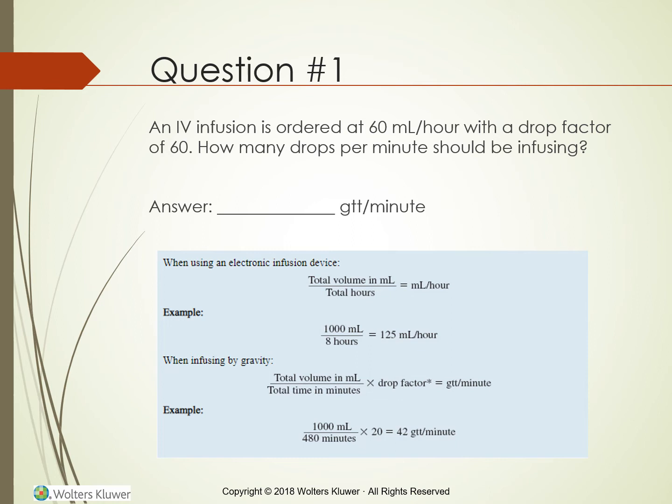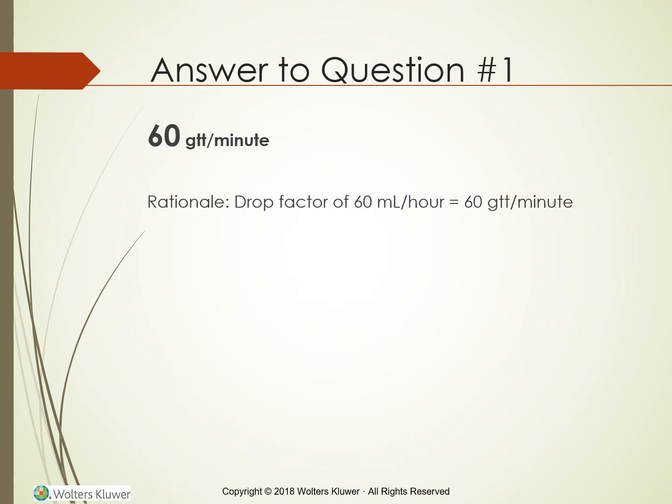hour. If you're infusing by gravity, you take the total volume in milliliters over the total time in minutes times the drop factor, which will give you the drops per minute. So for instance, if you have a 1,000 milliliter bag and you want it to run over 480 minutes, and you multiply by the drop factor on the side of the box of the tubing, in this case it's 20, and if you divide 480 into 1,000 and multiply it by 20, you get 42 drops per minute. This is how you do these problems. So your answer should have been 60 drops per minute. If you have a drop factor of 60 and 60 mL per hour, that's going to equal 60 drops per minute.